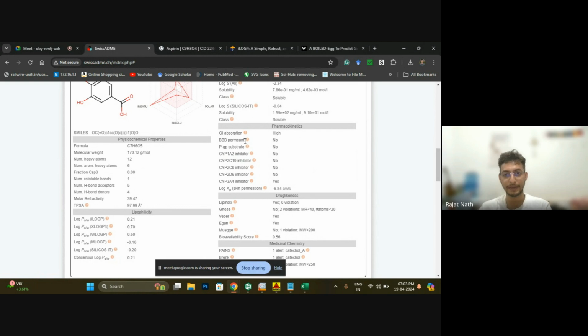Then comes BBB permeant. So what is BBB? BBB is the blood-brain barrier. If BBB permeability is showing no, that means your compound will not permeate the blood-brain barrier. And if it is showing yes, that means this compound is able to permeate the blood-brain barrier. Now you may ask what the result should be to become a good drug. Is it required to cross the blood-brain barrier or not?